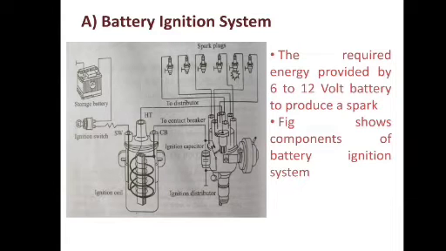Battery ignition system. In this system, the energy required for producing the spark is obtained from a 6 to 10 volt battery. The details of the battery ignition system of a 6-cylinder engine are shown in the figure.